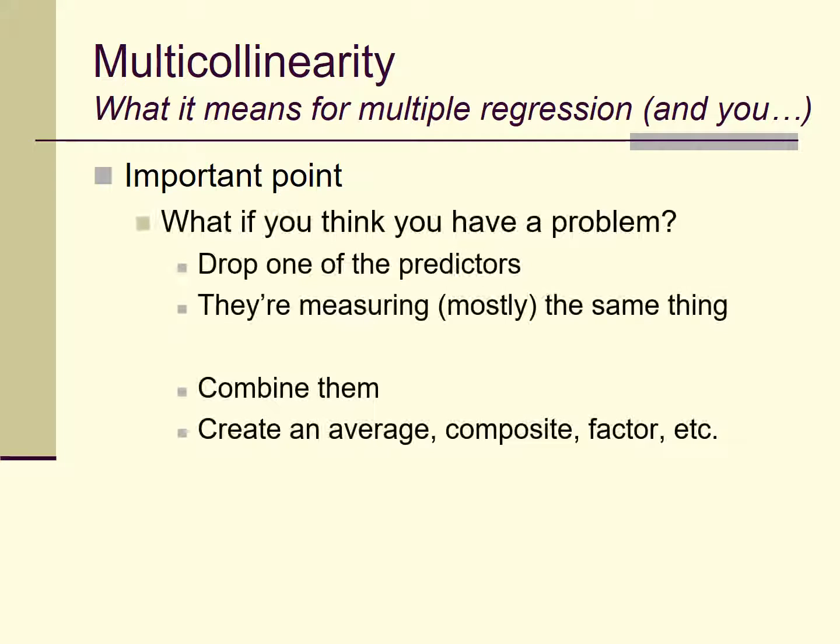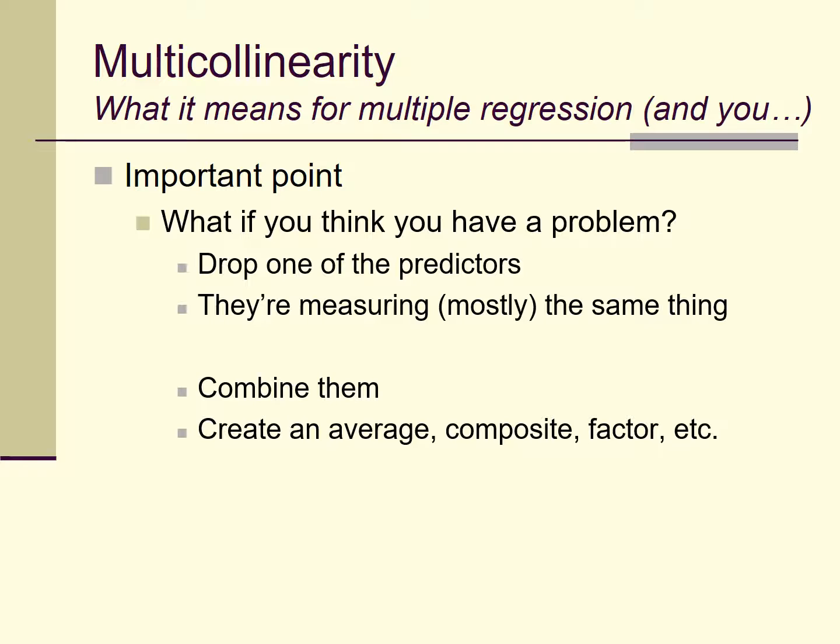Well, what do you do if you have a problem? I kind of mentioned this in the last lecture. I think you could drop one of the predictor variables on the rationale that they're really measuring mostly the same thing. You might say, look, we use different terms for self-esteem and positive self-image, but on a practical level, they're really measuring mostly the same thing. Therefore, we're just going to drop one of them, drop the one that is slightly less correlated, I suppose, with the outcome variable.